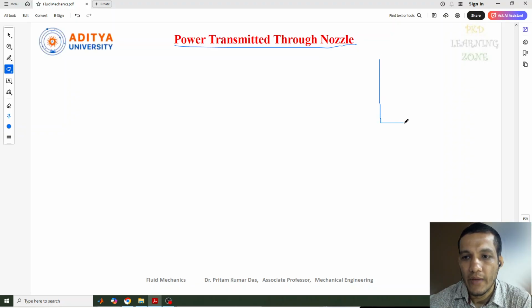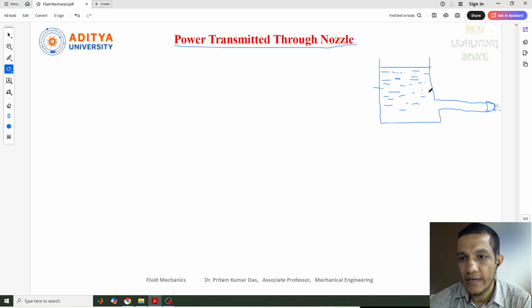We have taken a large container, and from this container, a large, long pipe is connected, and at the end of the pipe, a nozzle is fitted. Through this nozzle, the fluid, water, present in this large reservoir, or you can say the tank, is supposed to come out. These things we have discussed in our last lecture. I'm just giving a reminder of that.